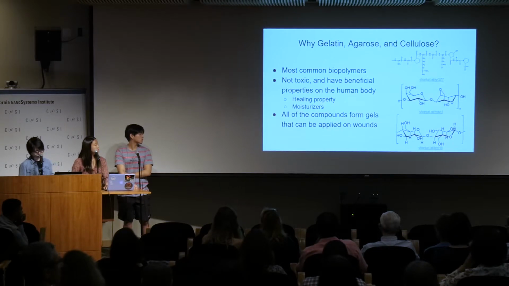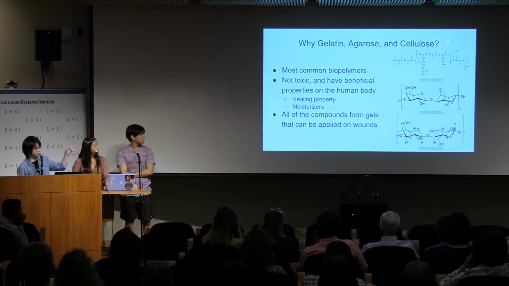And as you can see, the structure of gelatin is the picture on the top right, and agarose is in the middle, and cellulose is the bottom one.